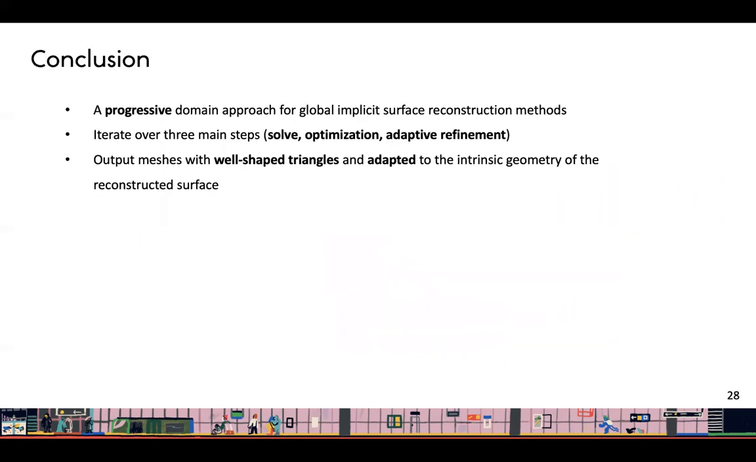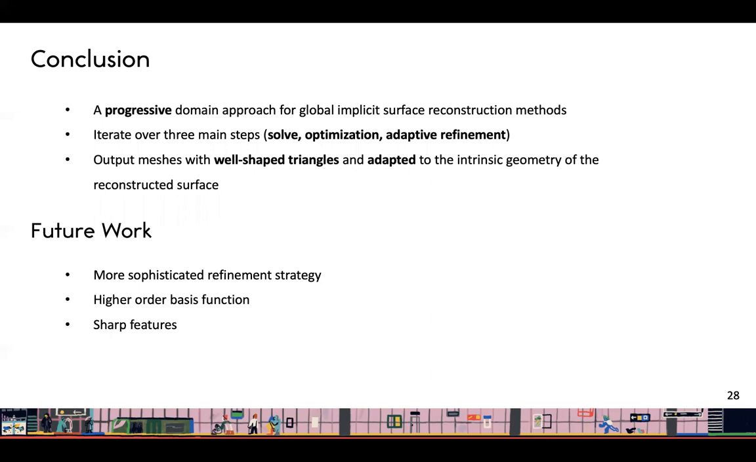To conclude, we proposed a progressive domain approach for global implicit surface reconstruction methods. It iterates over three main steps: solver, optimizer, and mesh refiner. The output mesh is of high quality and is adapted to the intrinsic geometry of the point cloud.